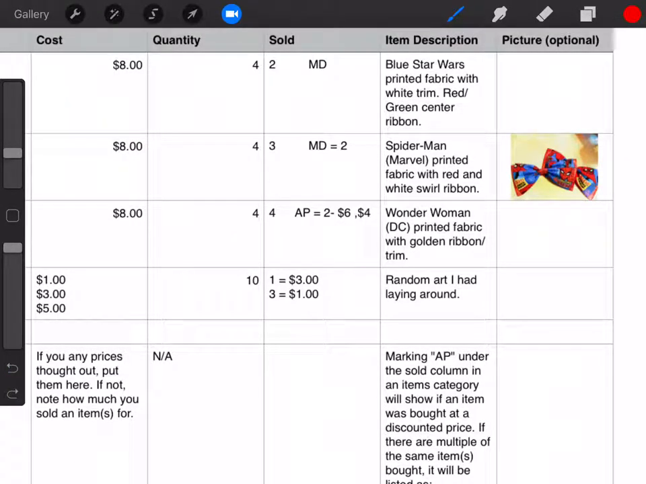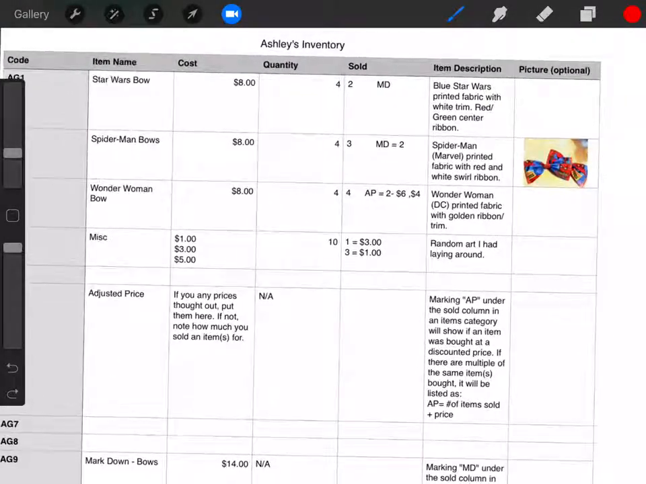All right. So kind of self-explanatory, but I don't mark a specific amount here because I only had 1 bow that was marked down in a deal. So I just put MD. There's no point in putting like 1 because it was just 1. Alrighty, I think that covers that.